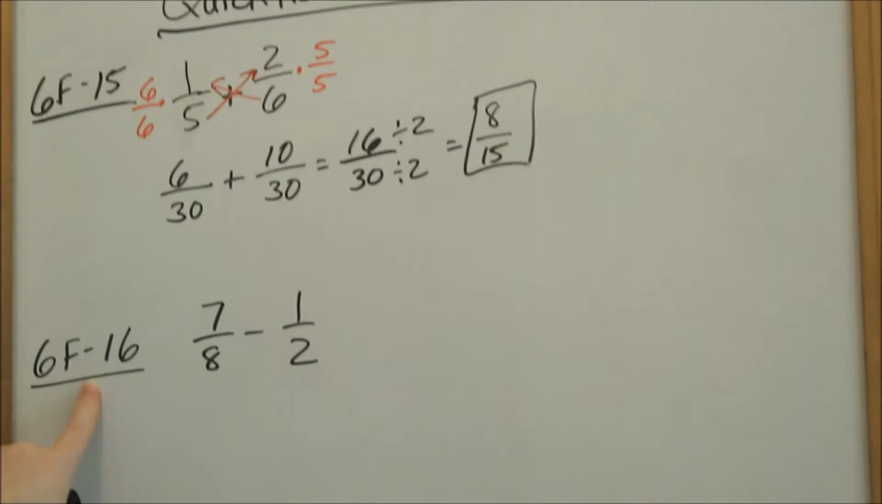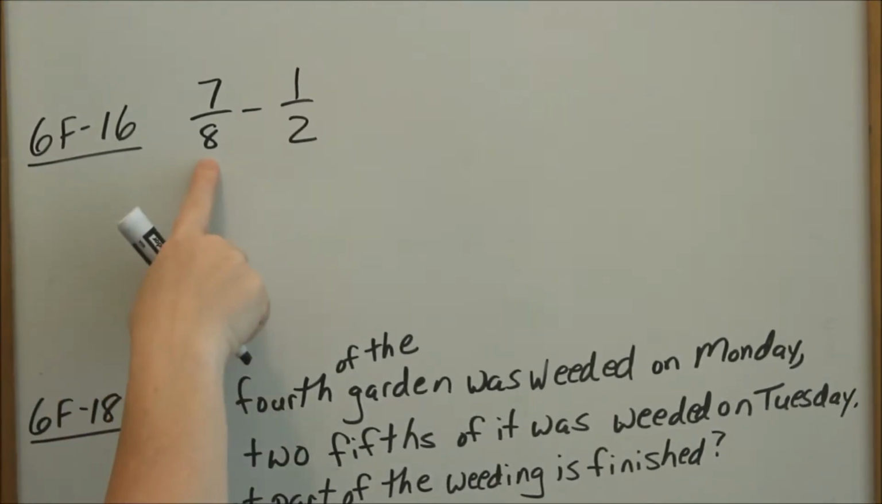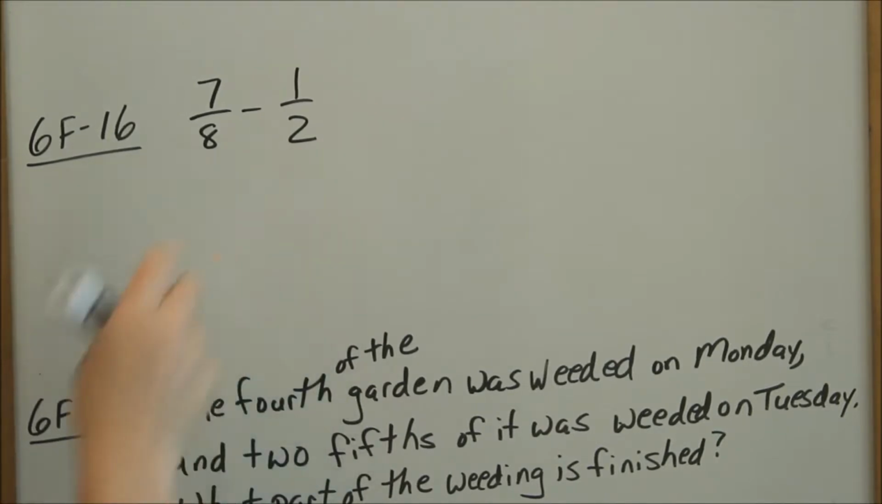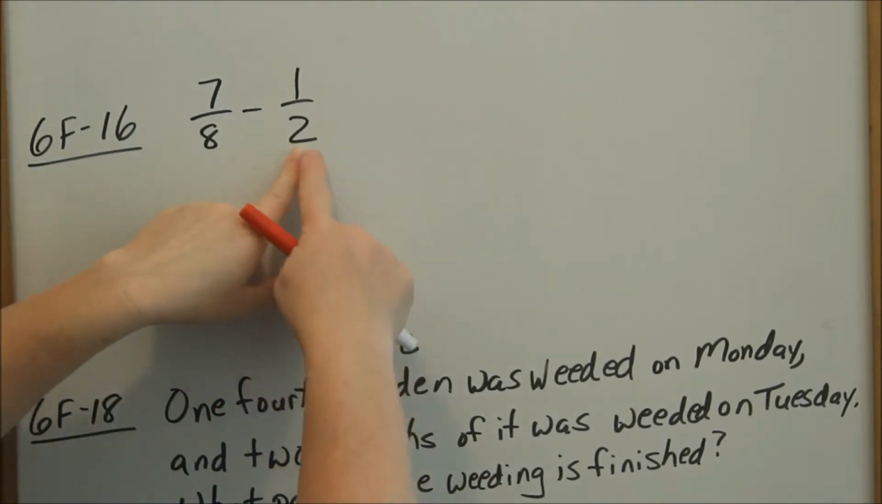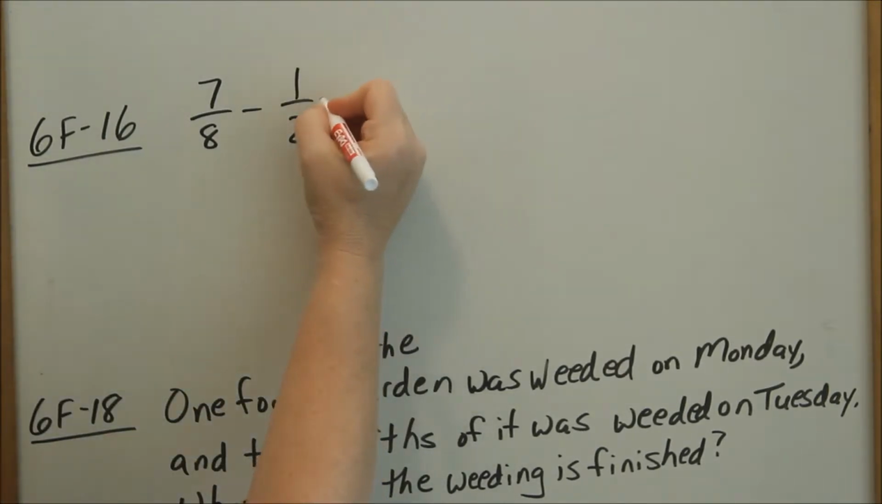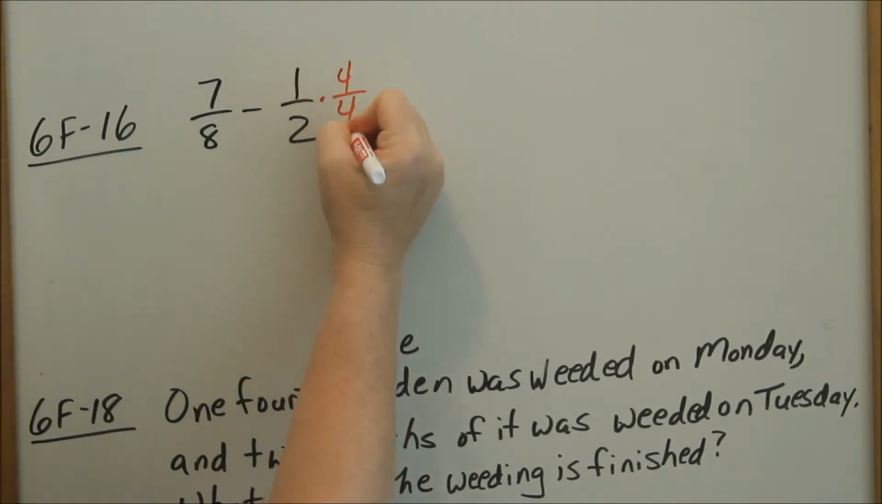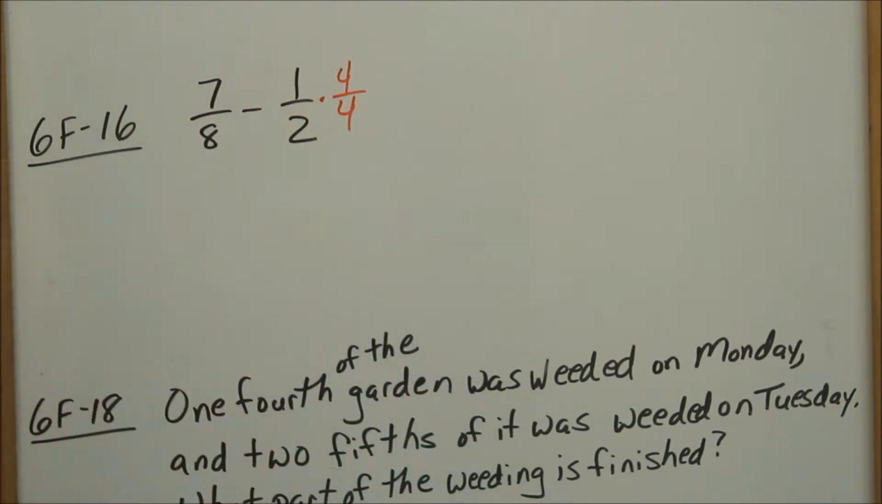Okay, look at 6F16. Okay, so you have 7/8 minus 1/2. You don't always have to change both of them, okay? So can I multiply something to 2 to turn it into 8? Yes, I can. I can multiply it by 4. If I multiply 4 times 2, I will get 8, and then I will have a common denominator. So you can do it that way, okay?